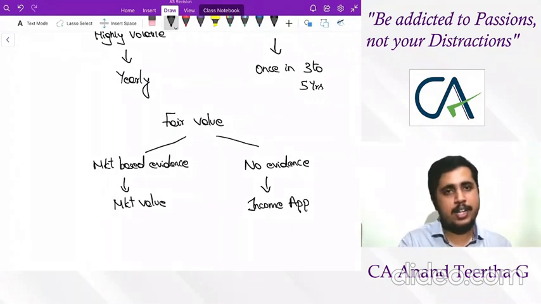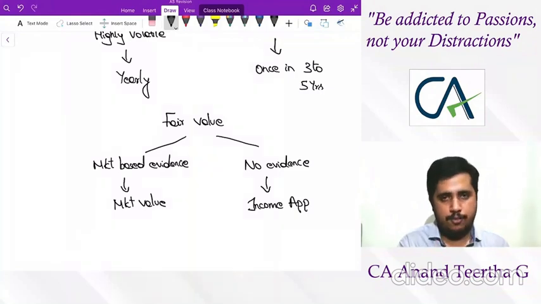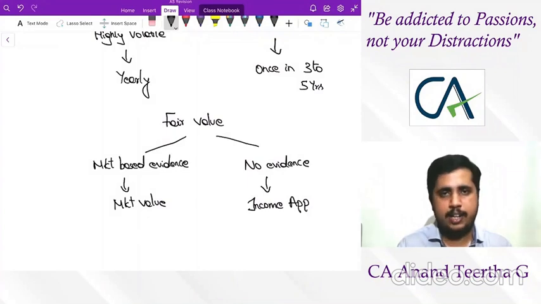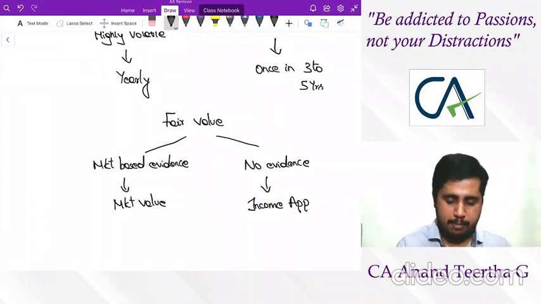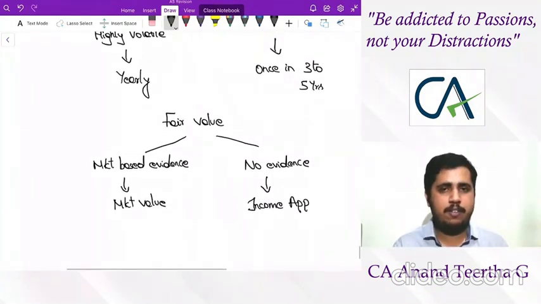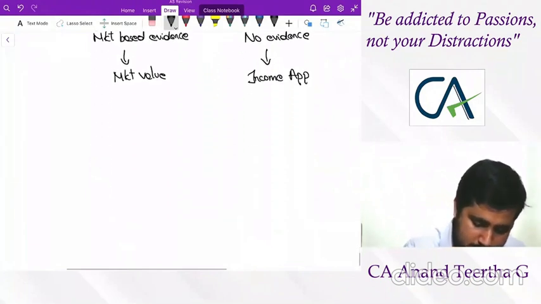So fair value is there in the revaluation model. First you will take up the fair value, then deduct the subsequent depreciation and all. This is how it is supposed to be taken up. Now once the fair value is known, and the frequency of revaluation is also known, next comes the accounting.